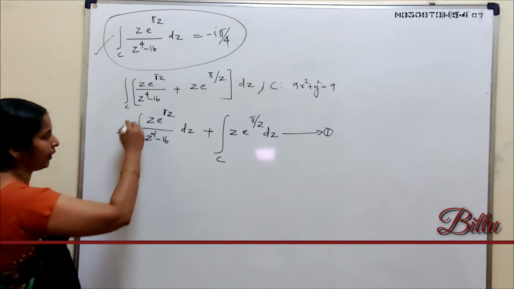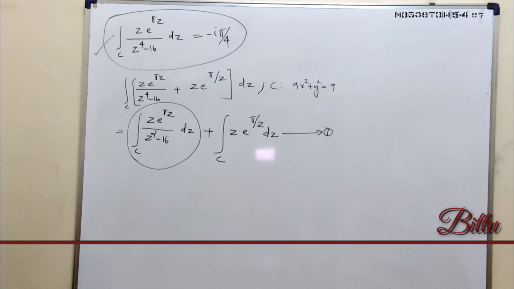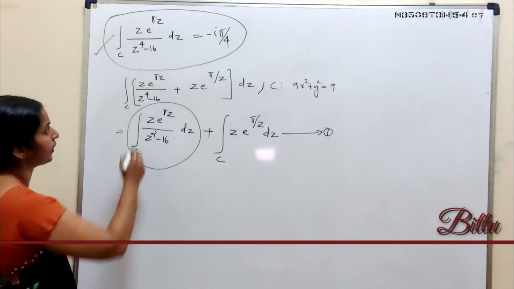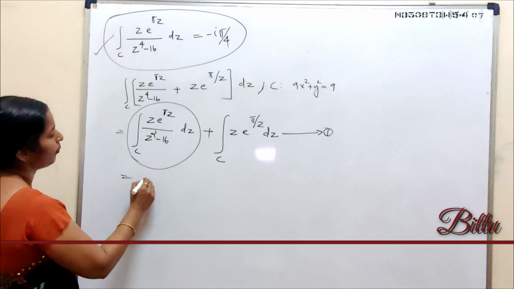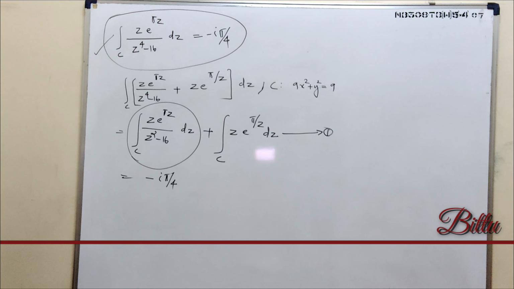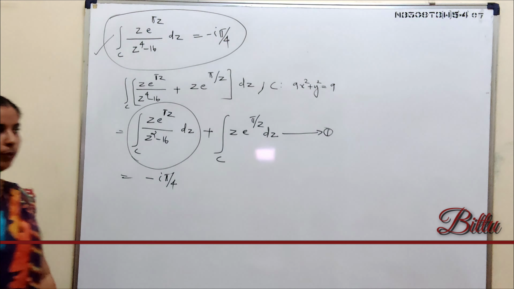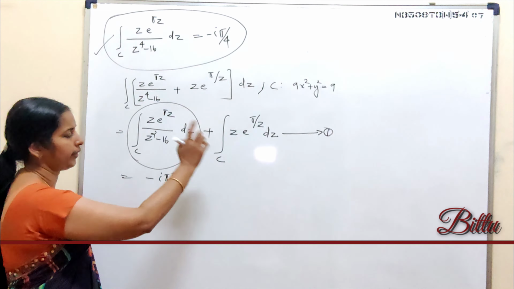See the first integral. Really, we answered this question as the previous question. By the previous question, its answer is minus i pi by 4. So we have to answer this integral. Our aim is to evaluate this integral.